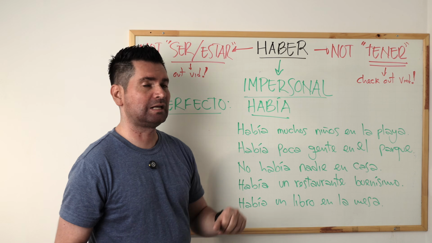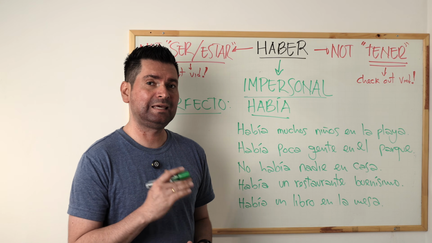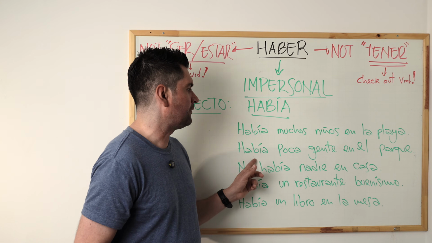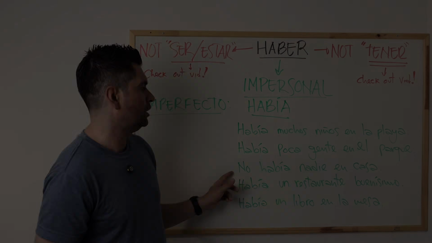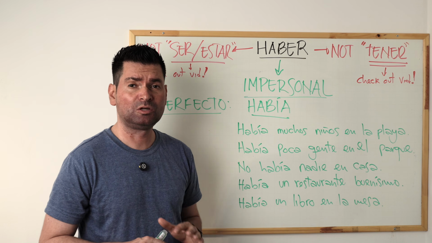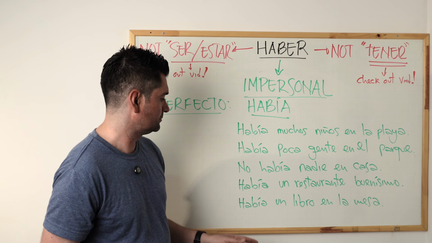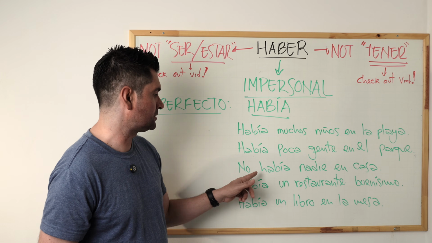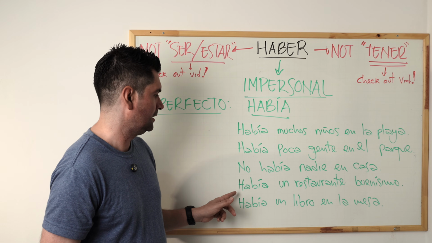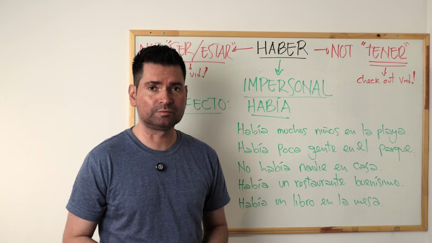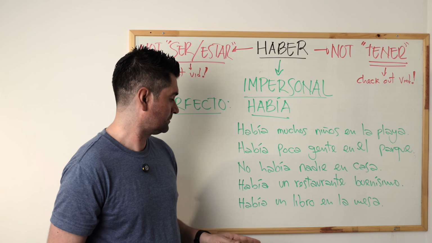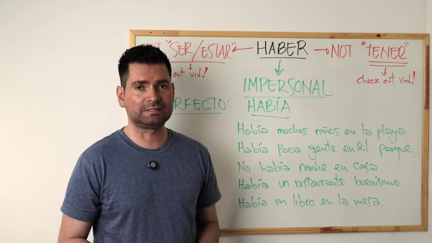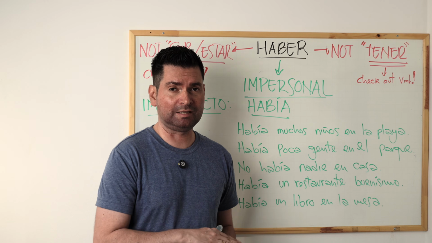Había muchos niños en la playa. There were many kids at the beach. Había poca gente en el parque. There were few people in the park. No había nadie en casa. There was nobody at home. So the negative form is no había. Había un restaurante buenísimo. There was, or there used to be, an amazing restaurant. Había un libro en la mesa. There was a book on the table.